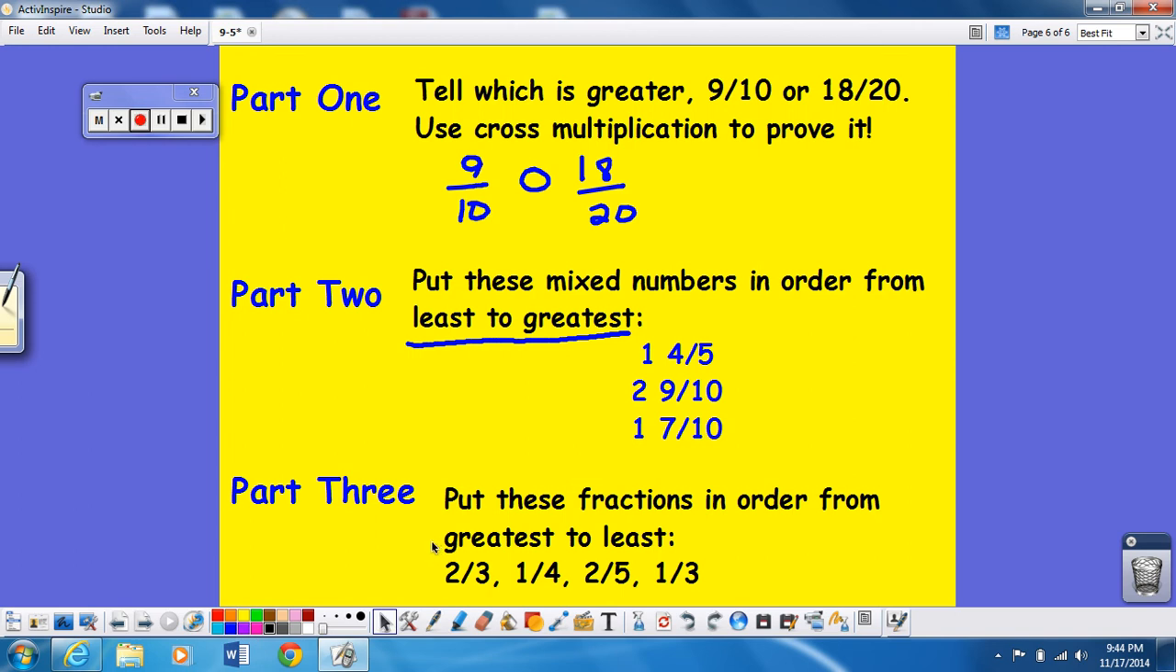Okay? If this was confusing to you, you probably are going to want to go back and watch again, maybe how to find a common denominator, how to cross multiply. Go back and soak it up again, and tomorrow in class we will do lots of practice with this.